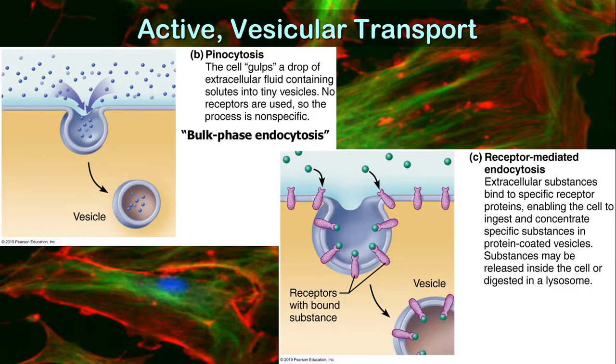Which leads us to our last one. Our last one is receptor-mediated endocytosis. So again, it's endocytosis, so we're bringing things in. And it's receptor-mediated. What do you think that means? What are we going to use? Receptors. So receptors are going to be here in the vesicle, which allows you to only pick up what you want to pick up. So we're bringing specific things into the cell.